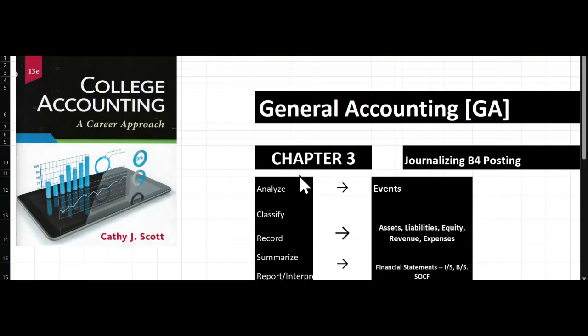This is Oliver. I am your learning facilitator, and I'd like to provide you with this supplementary resource to hopefully enhance your comprehension of the concepts in this course in general and this chapter in particular. We are going to add to what we have already done. And so for chapter 3, I have captioned it as going from journalizing to posting or journalizing before posting.